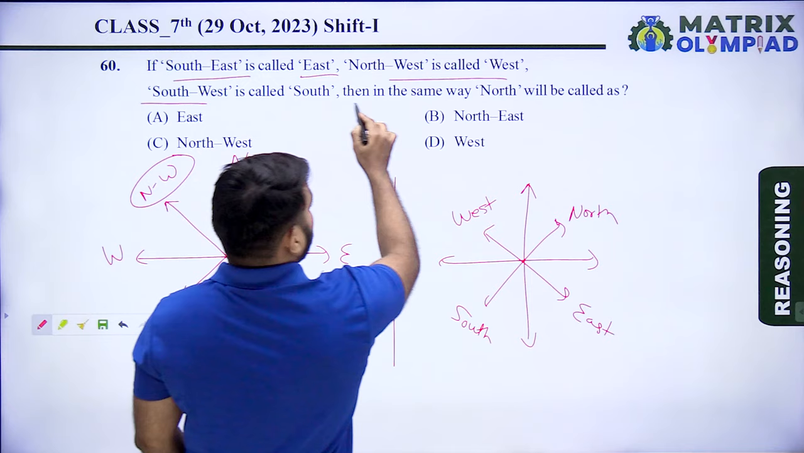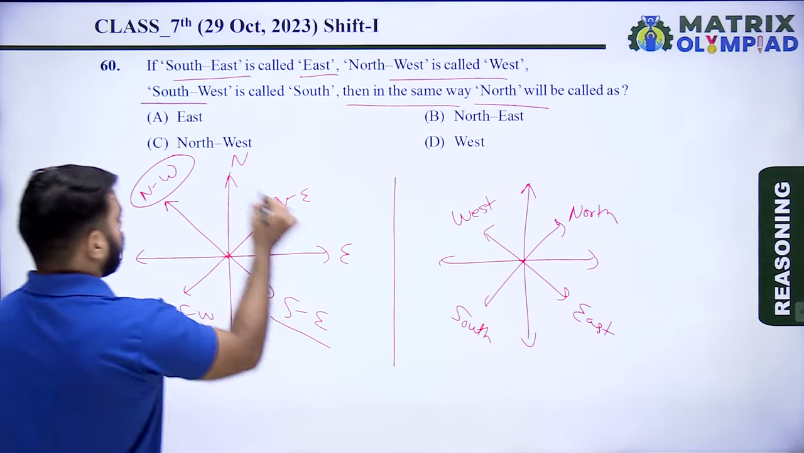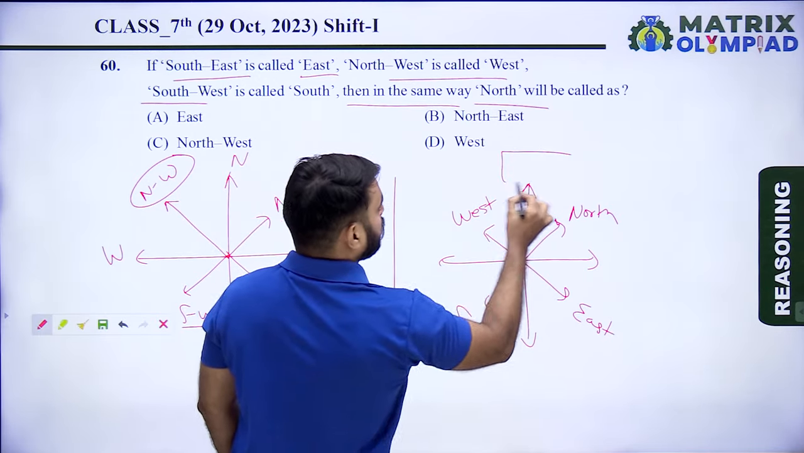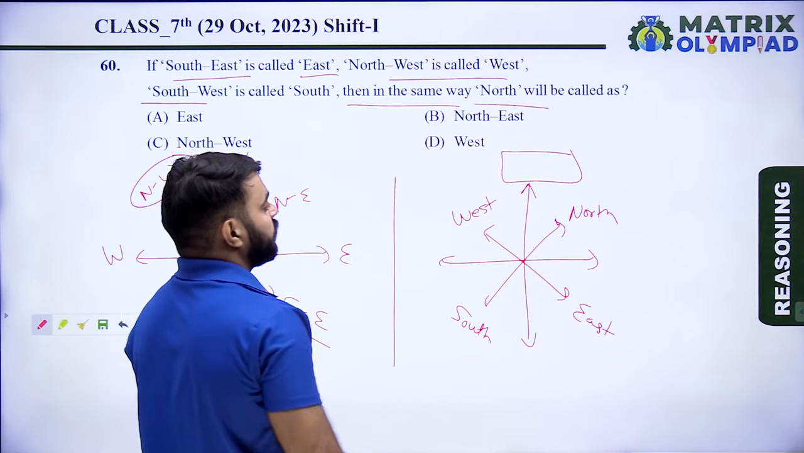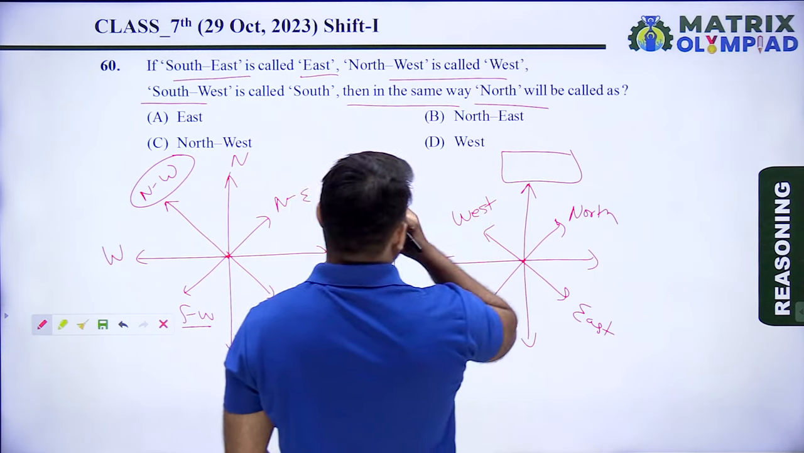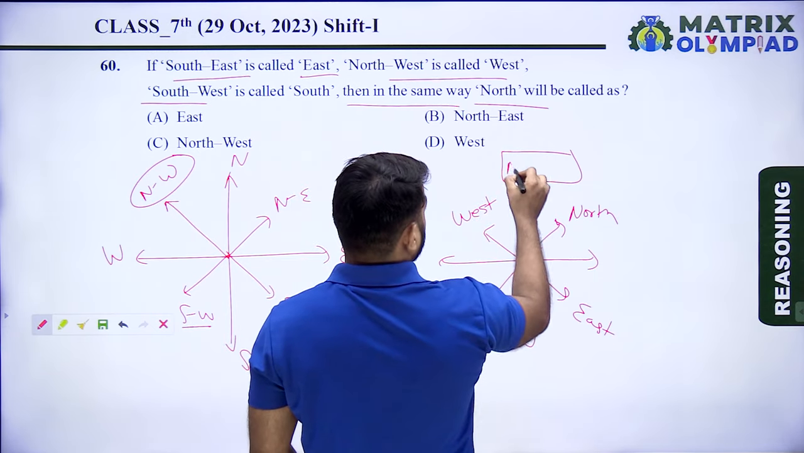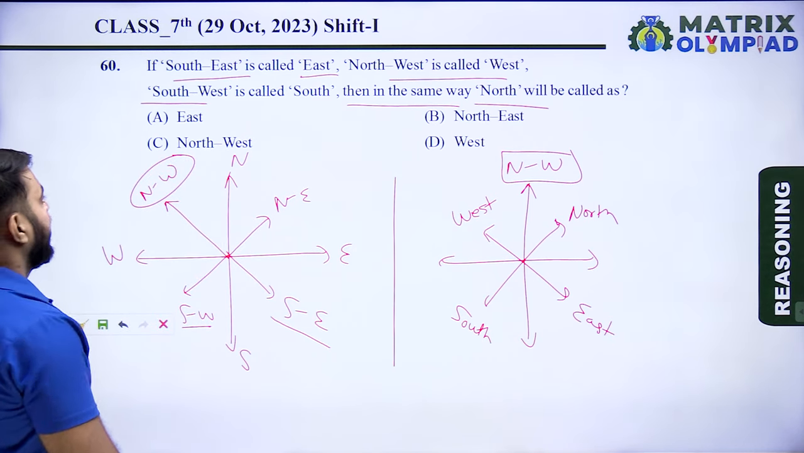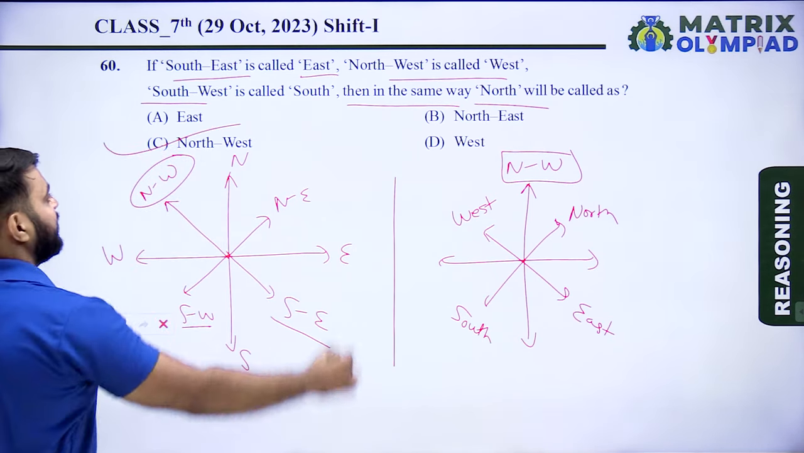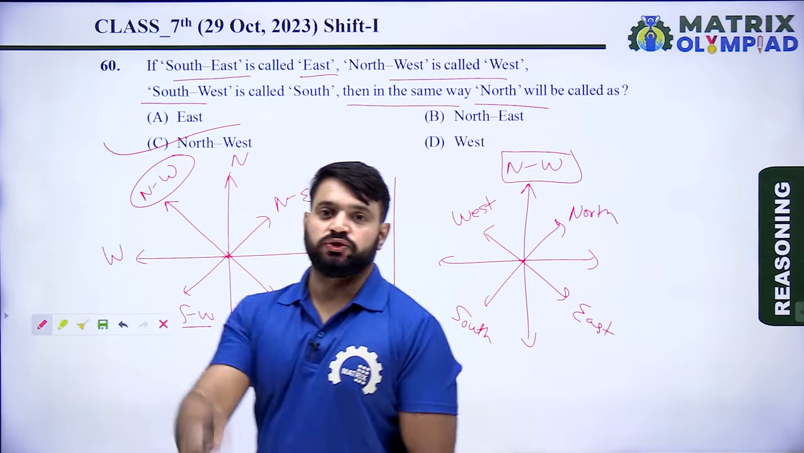Now in the same way, north, where is north? Here is north. So according to the question, north will be called northwest. So here option C is the correct answer of this question.